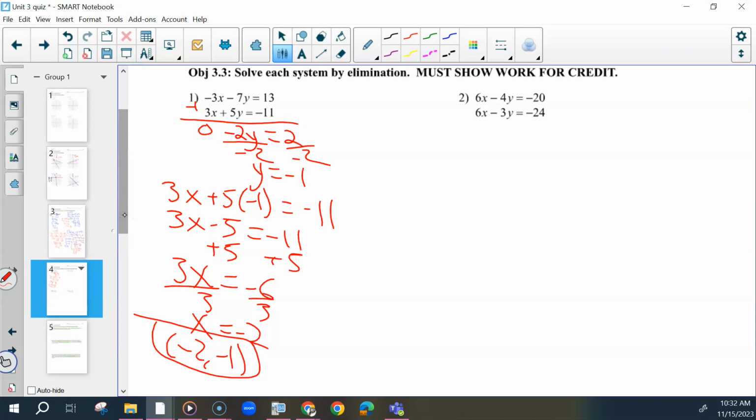So these were all worth 4 points: showing how you eliminated, solving for one of the variables, solving for the other variable, and your final answer. Do you have questions on that one?